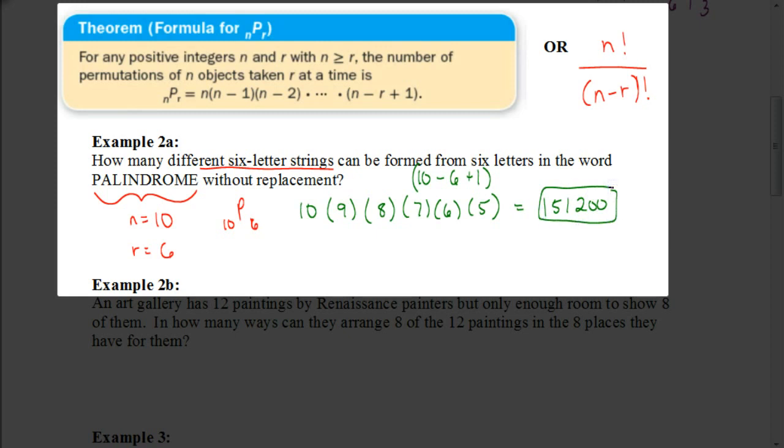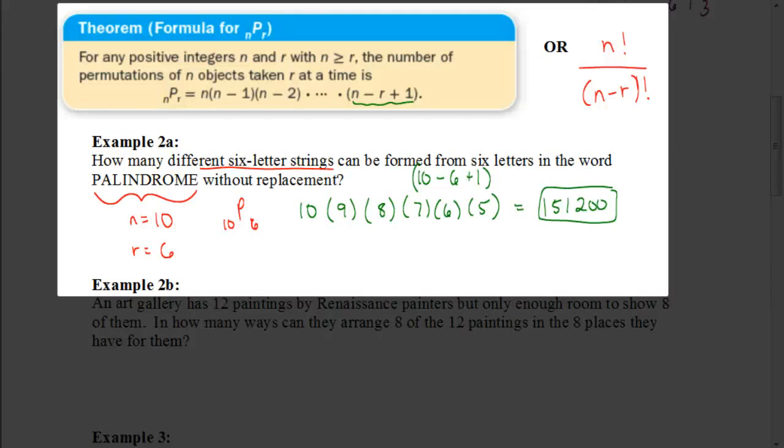So again, the way that we use that is we start with our 10. Then we go down all the numbers, all the way down to the place that we end, which is found by taking n minus r plus 1. So in this case, 10 minus 6 plus 1 gives us 5, so it tells us when we would end that string. So we get 151,200.